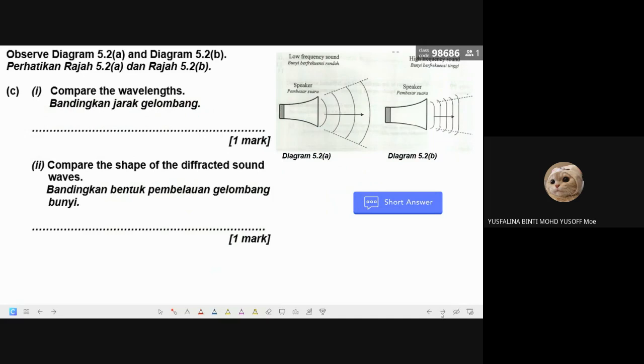Okay, the next one you have to compare the wavelength. So compare the wavelength and also compare the shape of the diffracted sound wave. So which one has the higher wavelength? And how about the shape of the diffracted sound wave? Which one is more circular?